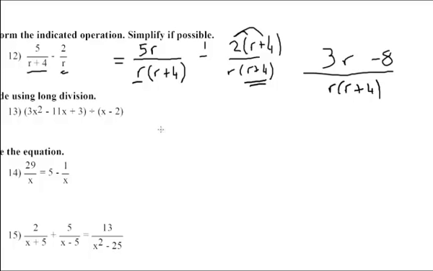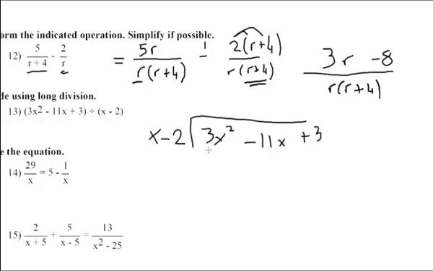Right, long division. Yuck. This is how you do it, right? Good old long division. X minus 2 into 3x squared minus 11x plus 3. Right, here we go. First term divided by first term. 3x squared divided by x is going to give you 3x.